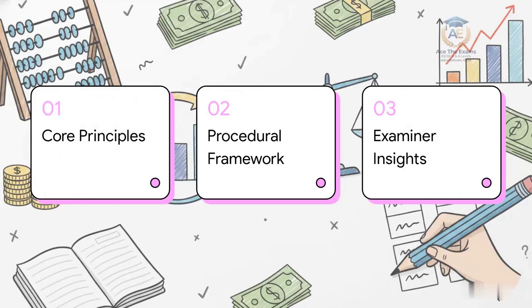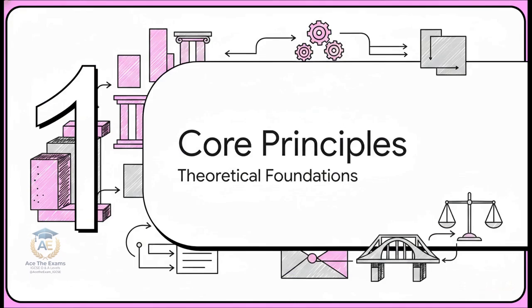To demystify this entire process, we're going to break down our analysis into three logical, highly structured steps. First, we'll establish the core accounting principles. Second, we'll walk through the procedural framework. And finally, we will expose the examiner traps and insights. Let's keep moving. All right, let's start with Section 1, Core Accounting Principles.